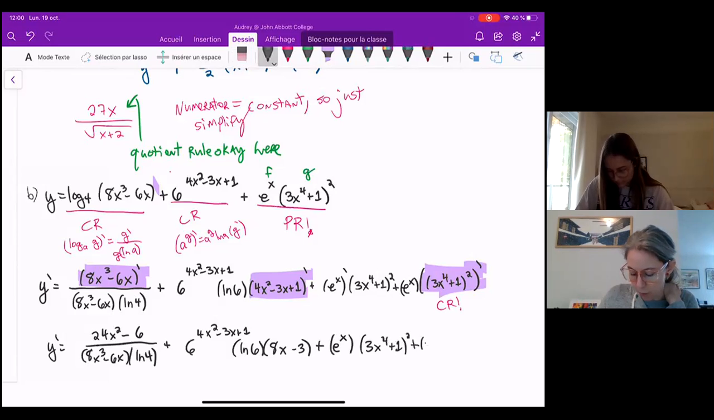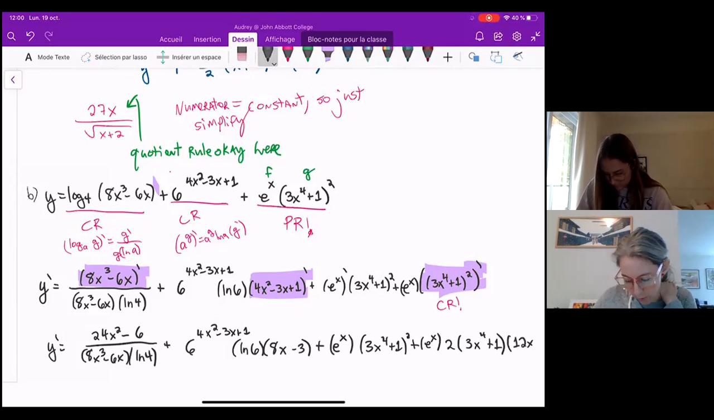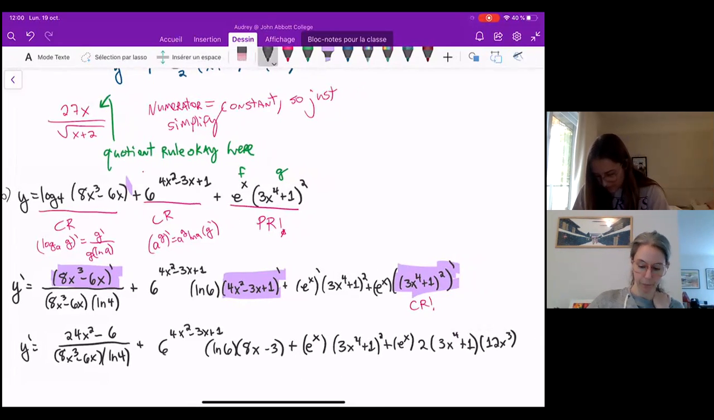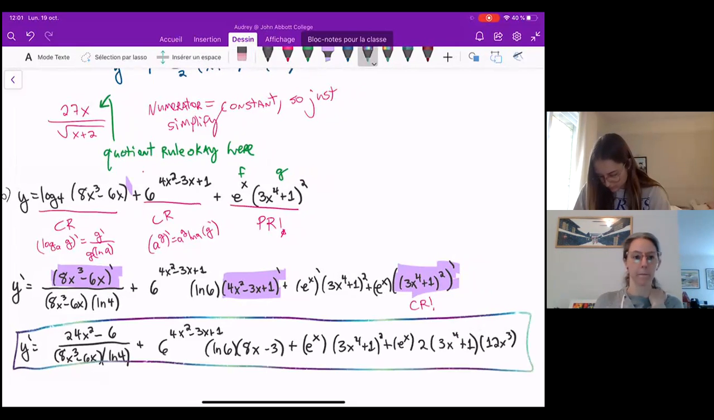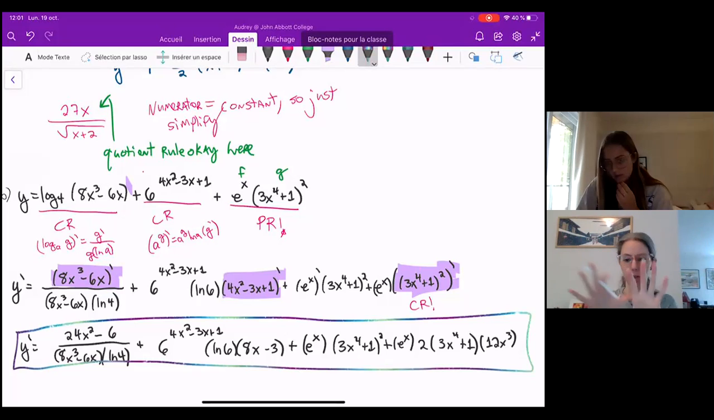And then I'm just going to do this chain rule all in one go. I bring the 2 down, 3x to the 4th plus 1, I subtract 1, and then I pull out the derivative, so I have 12x cubed on the outside. And this would be my final answer. So notice I really separated this into 3 different derivatives, and I thought of each of them separately. The first one plus the second one plus the third one. And I had different thoughts for all 3 of those things.